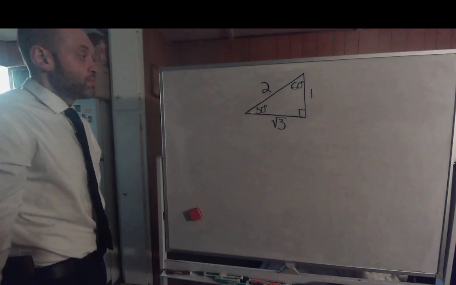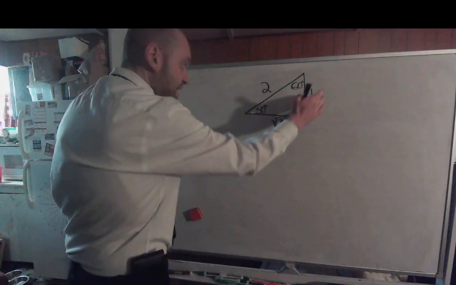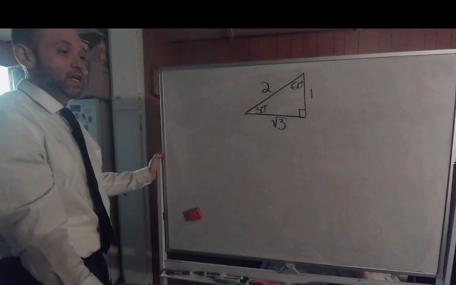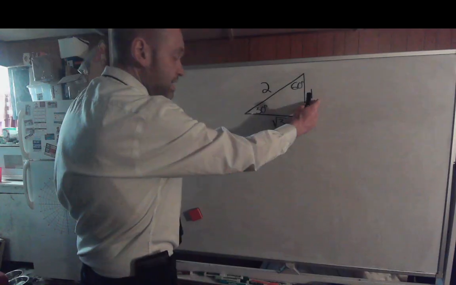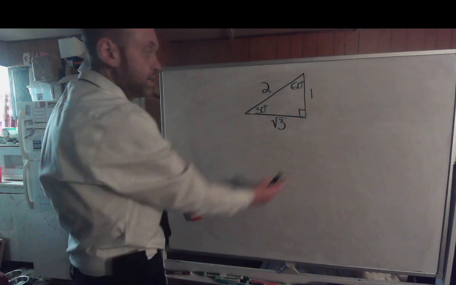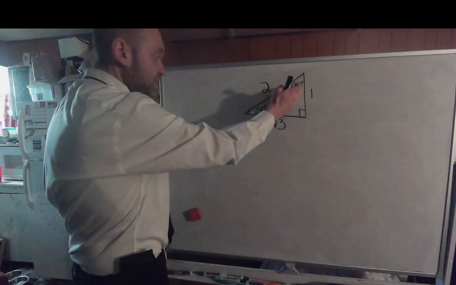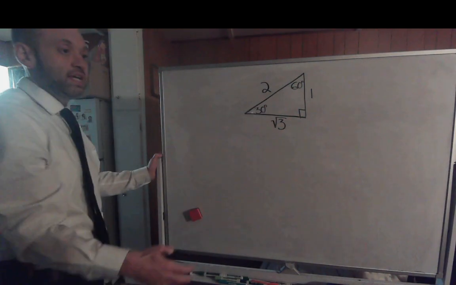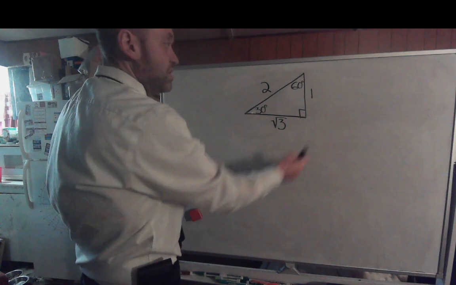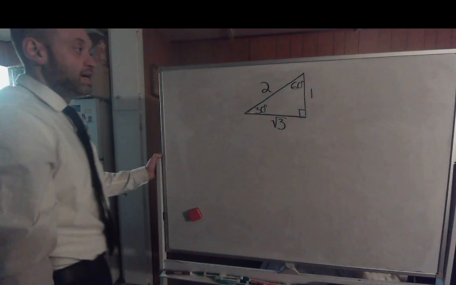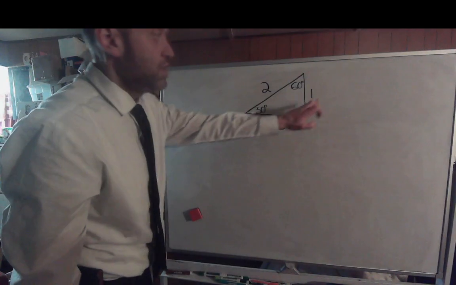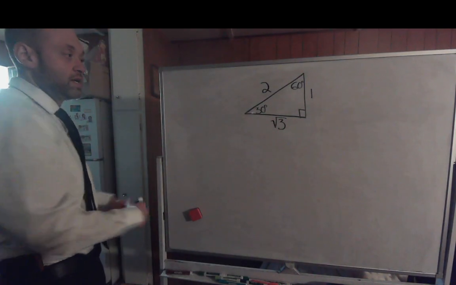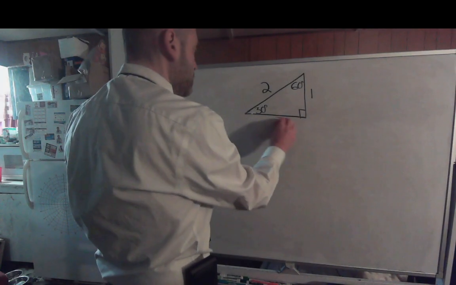So the 30-degree angle, the side opposite that is going to be the shortest leg. In this case 1. The side opposite 60 degrees will be the longest leg. It's the square root of 3 times as long as the shortest leg. And then your hypotenuse is twice as long as the shortest leg. So let's do some examples here with this.